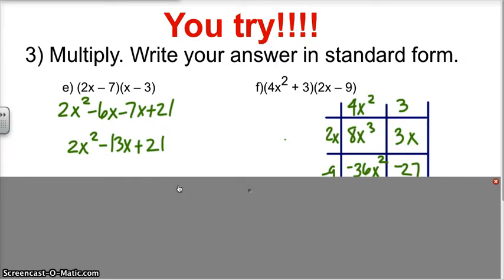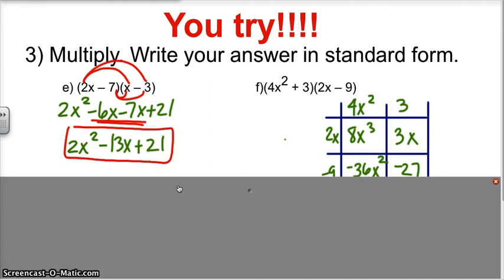For letter E, I used double distribution. I did the first 2, the outer 2, the inner 2, and the last 2. Notice I had 2 like terms in the center. A -6, -7 gave me a -13x.